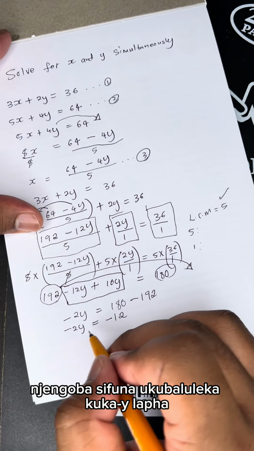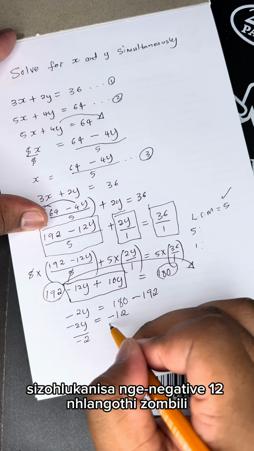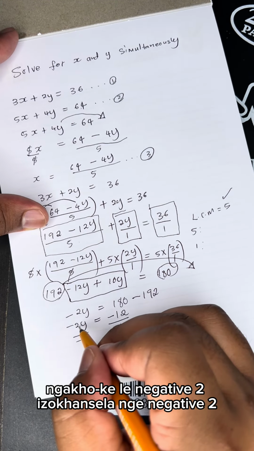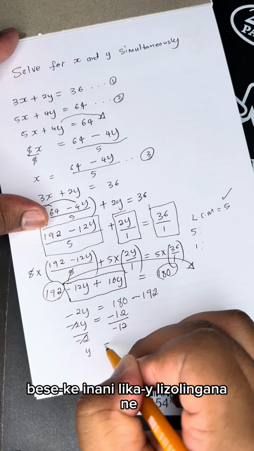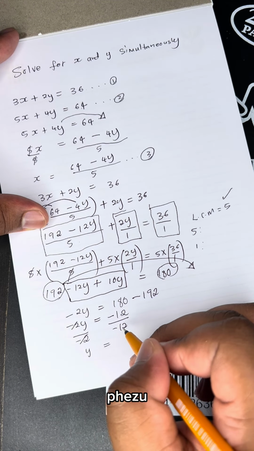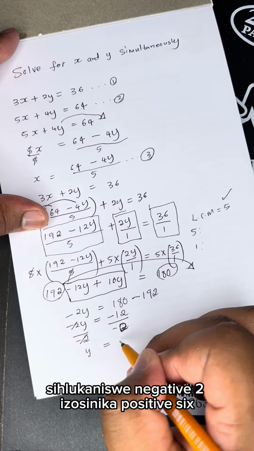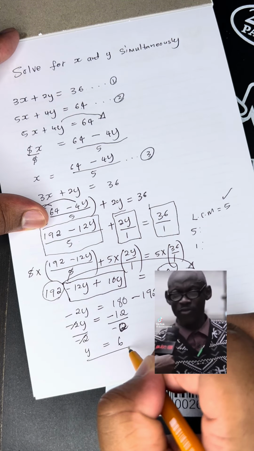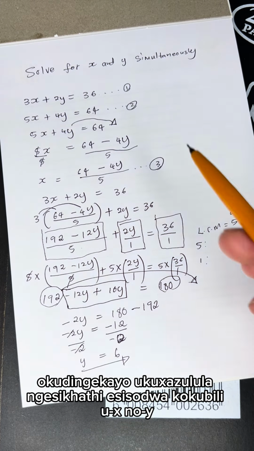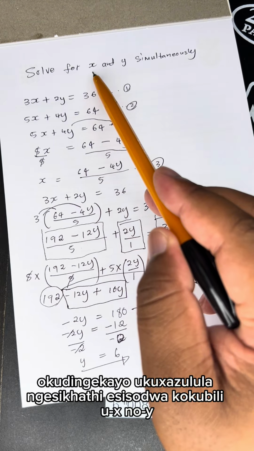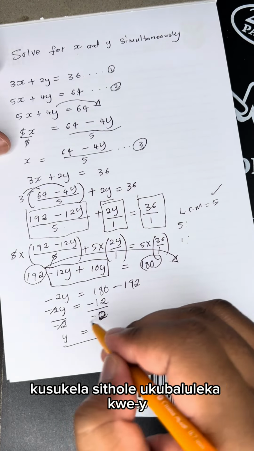Since we're looking for the value of y here, I'm going to divide by negative 2 on both sides. You get it? So this negative 2 will cancel with negative 2, and then the value of y will be equals to negative 12 over negative 2, which will give us positive 6. This will be our value of y. Remember, we're actually required to solve simultaneously for both x and y. So we still need to figure out the value of x since we found the value of y.